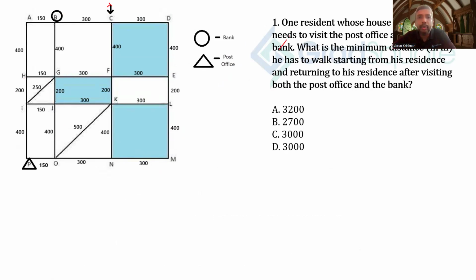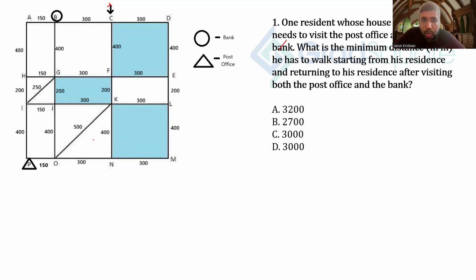Okay, now let's look at the first question. Question number 1 says that one resident whose house is located at L needs to visit the post office as well as the bank. What is the minimum distance in meters he has to walk starting from his residence and returning to his residence? So starting from L, he has to go to both the post office and the bank. He can go to the bank first and then the post office later, but he has to travel the minimum possible distance.